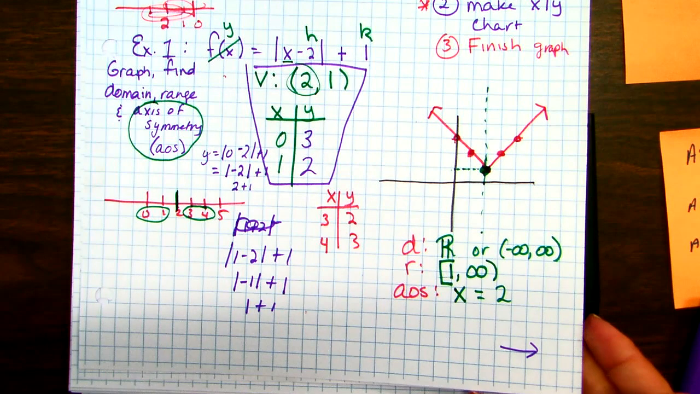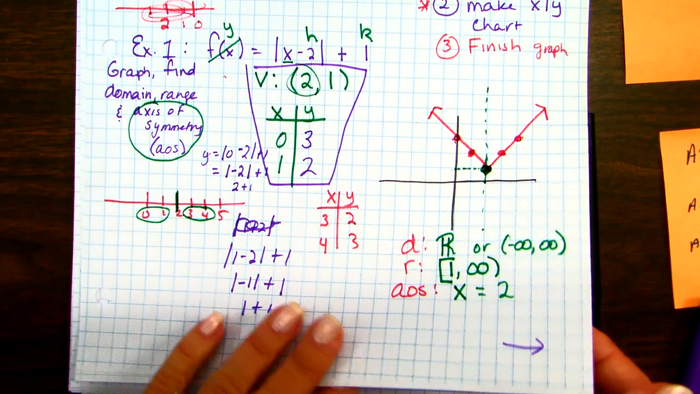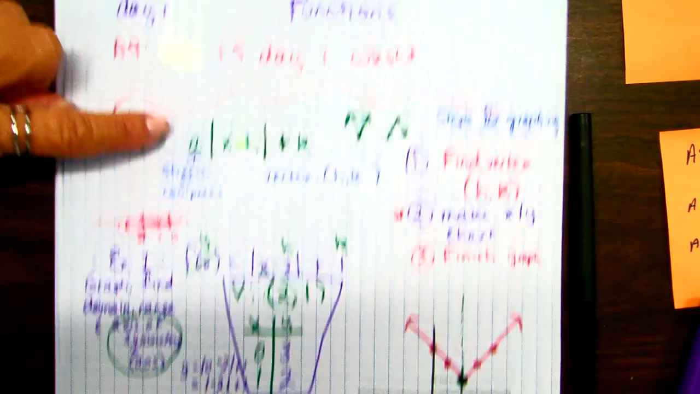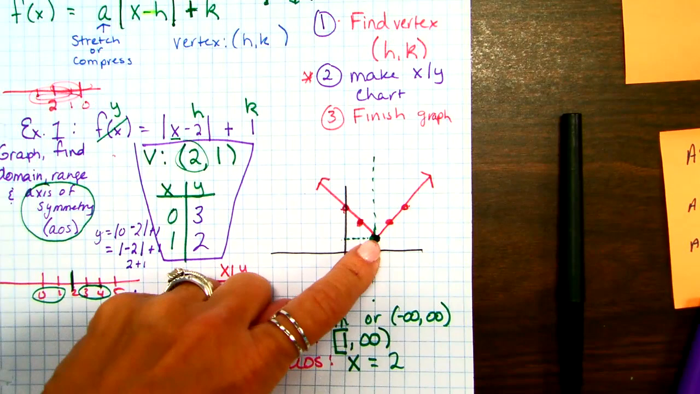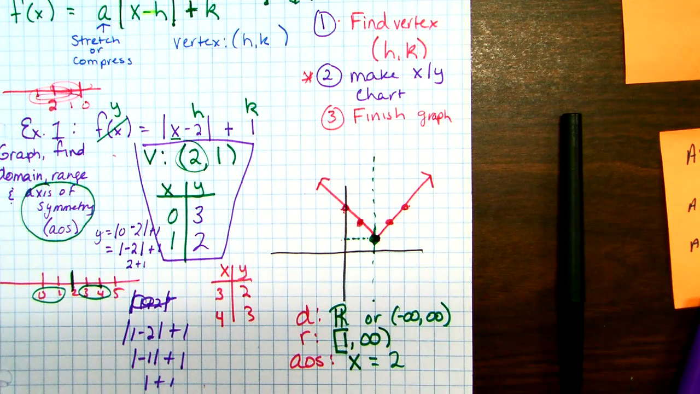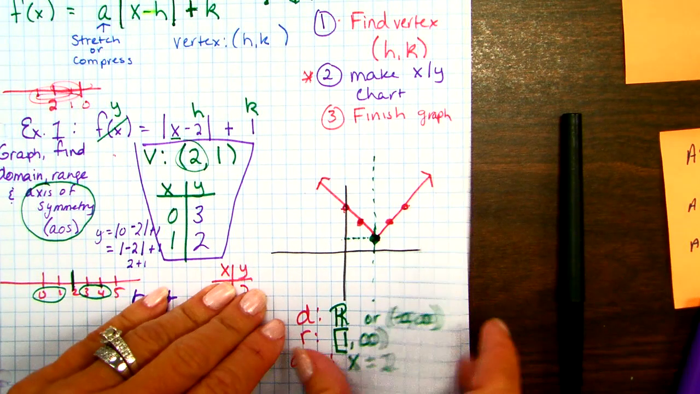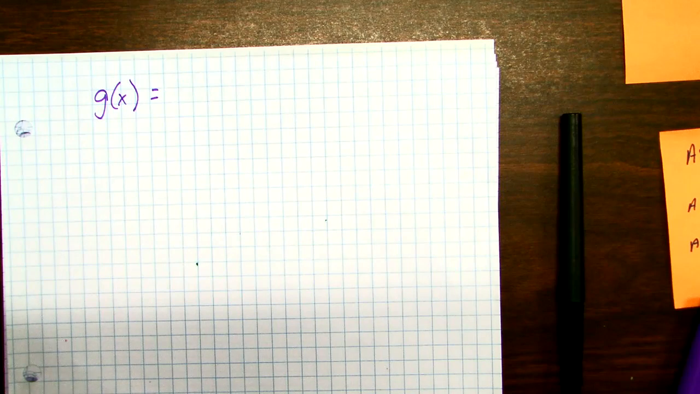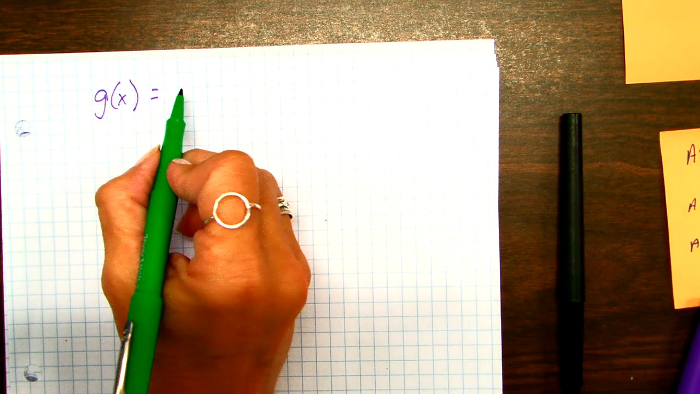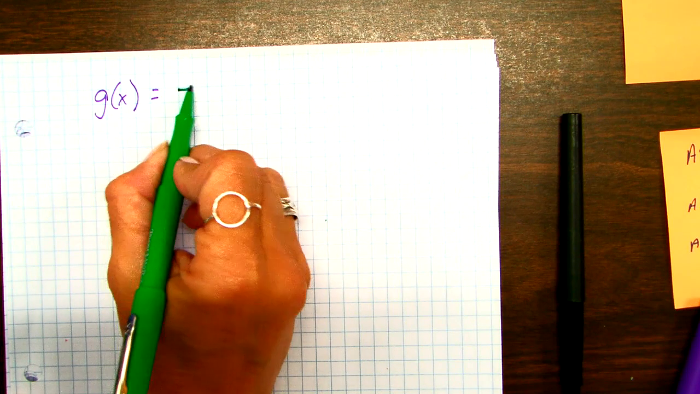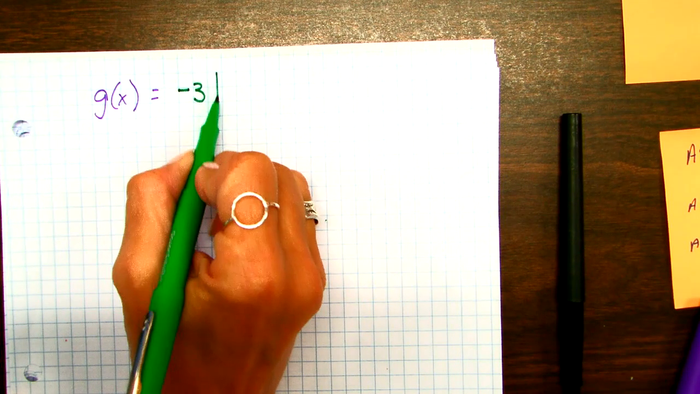Okay? Let's do one more. Let's do one that has an a value, because this one didn't. It didn't stretch it or shrink it. And you'll be able to see that when we have a number there, it changes how fat, how wide it is. Okay? Last one, and then we'll start the homework. So, let's do g of x equals negative 3. Let's put a negative in there.